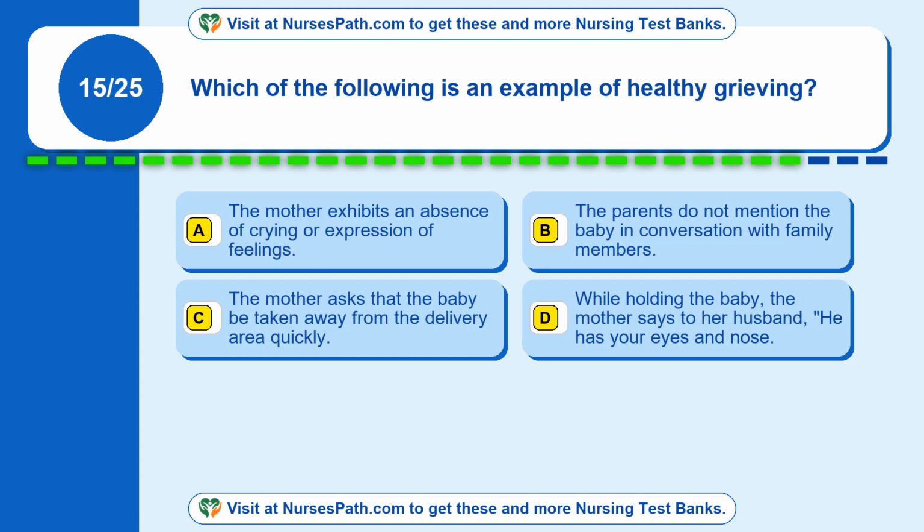Question 15. Which of the following is an example of healthy grieving? Option A. The mother exhibits an absence of crying or expression of feelings. Option B. The parents do not mention the baby in conversation with family members. Option C. The mother asks that the baby be taken away from the delivery area quickly. Option D. While holding the baby, the mother says to her husband, "He has your eyes and nose."